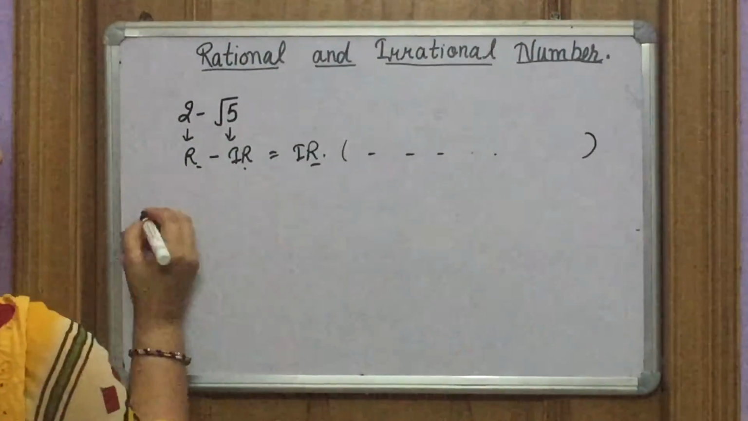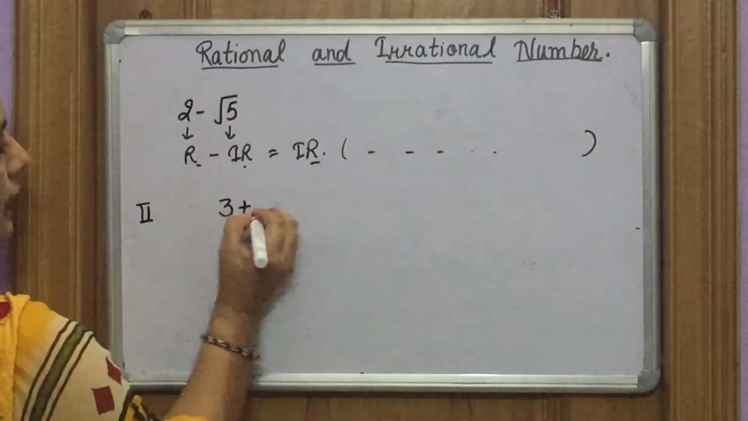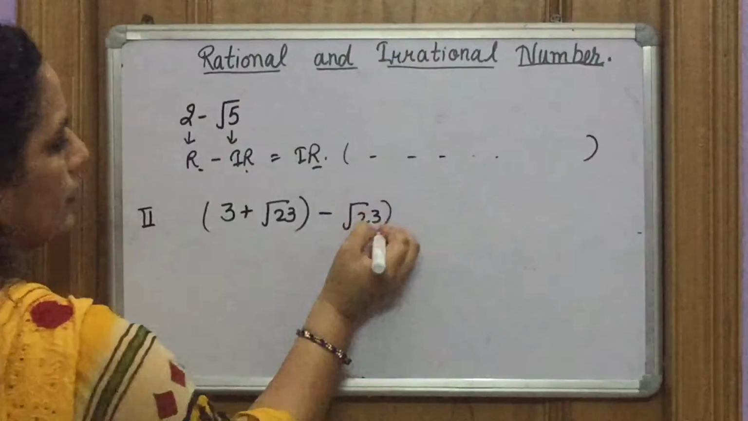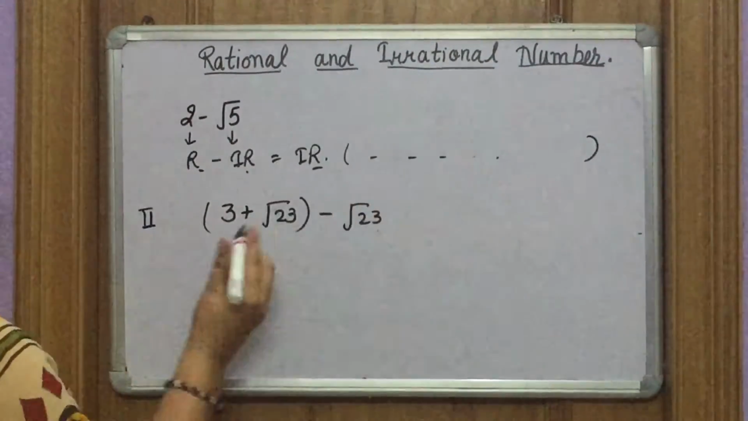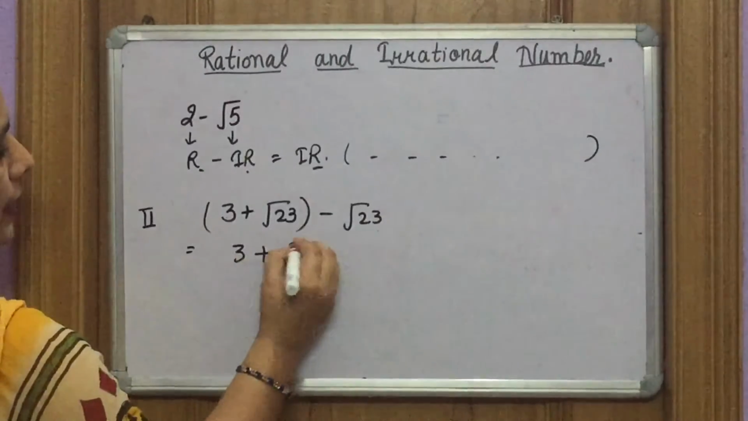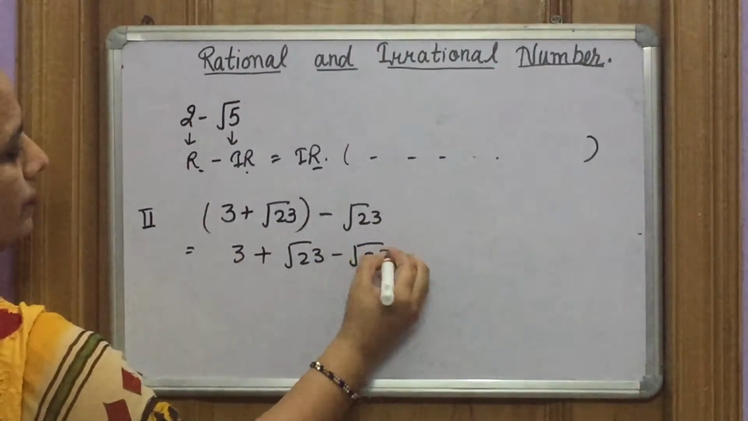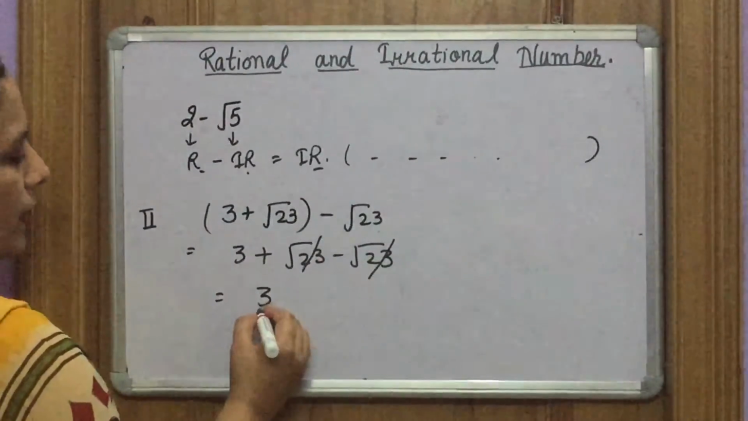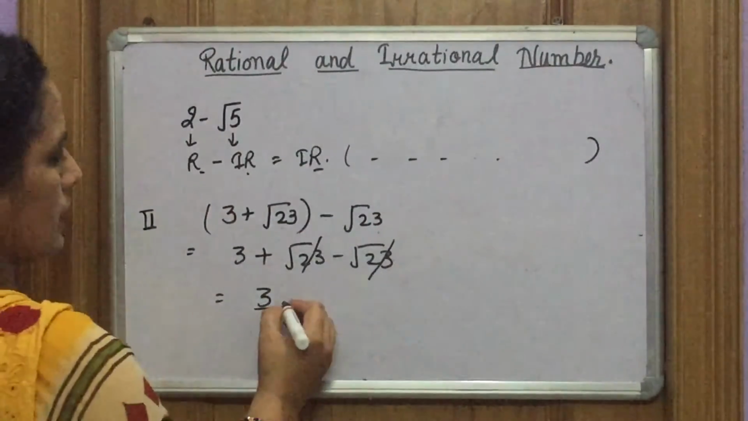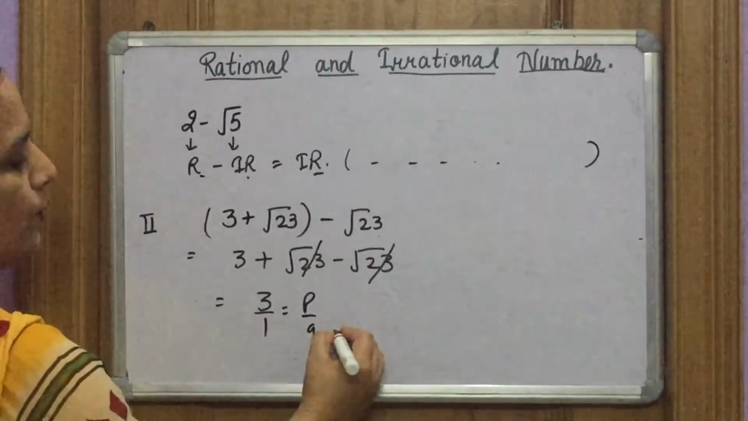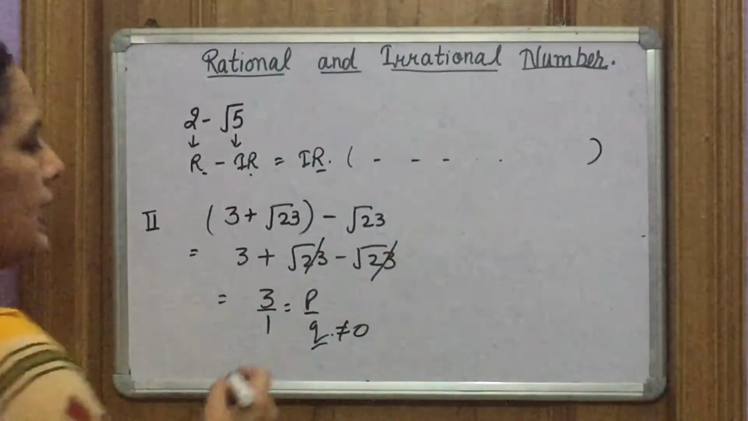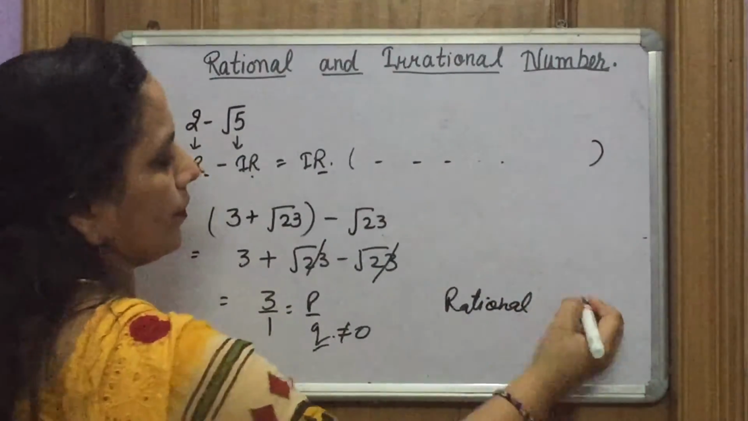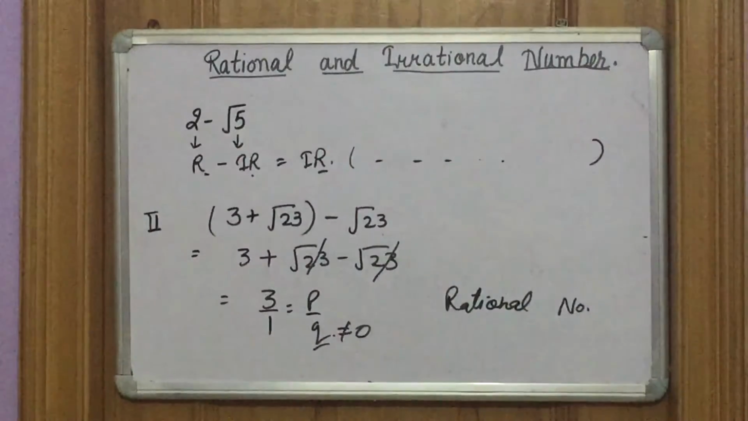Next is the second part. 3 plus square root of 23 minus square root of 23. We can simplify. First of all, open the bracket. We can cancel this term. Final answer is just 3. We can write 3 as 3 by 1, which is in the form of p by q, where q is not equal to 0. So we can say that this is a rational number. This is our part number two.